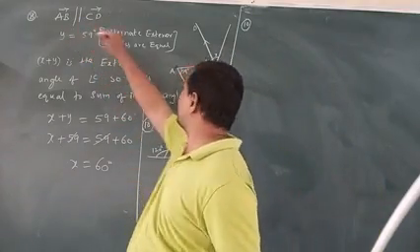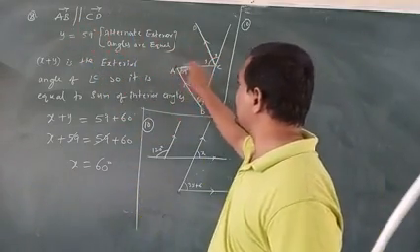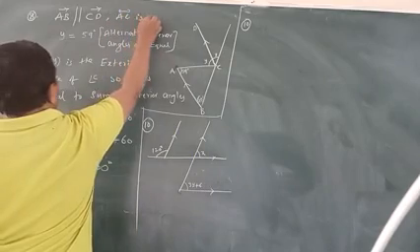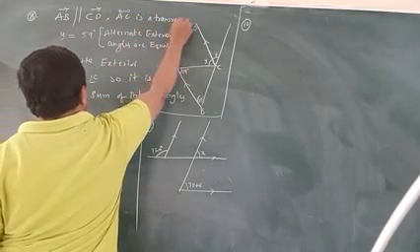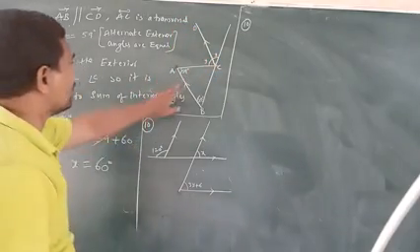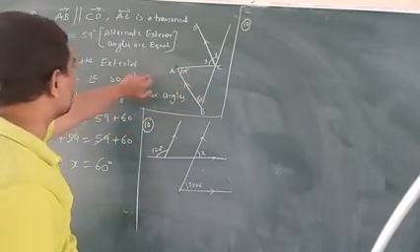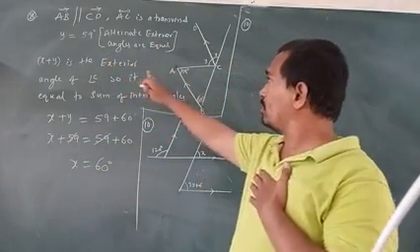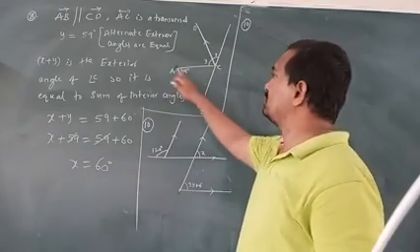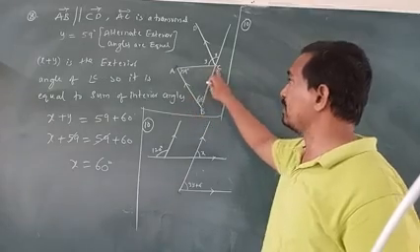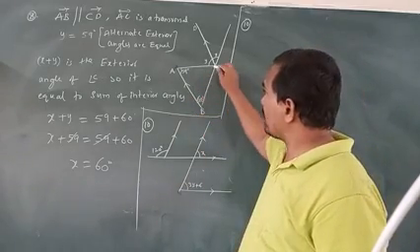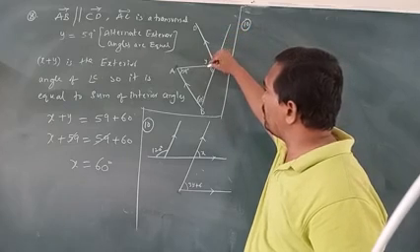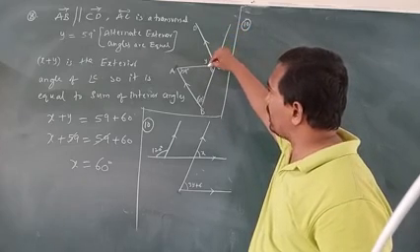AB is parallel to CD, and AC is a transversal. Then 59 and y are alternate interior angles, so these two angles are equal. Y equals 59 degrees. Now to find x. This is a triangle, ABC. This is the angle C. If we extend BC, then this is called an extended angle, or external angle.